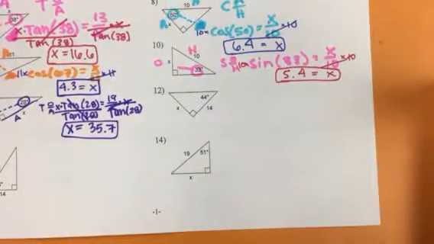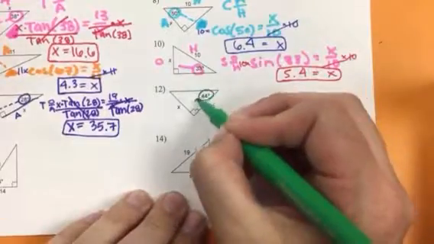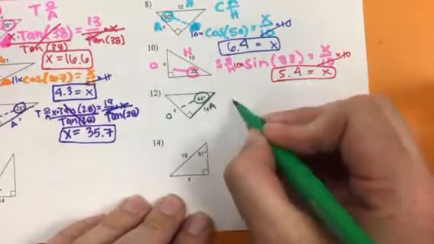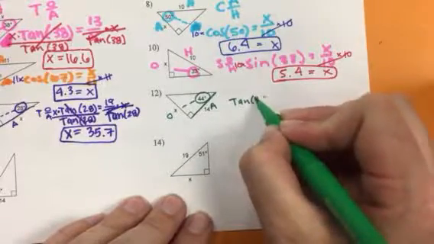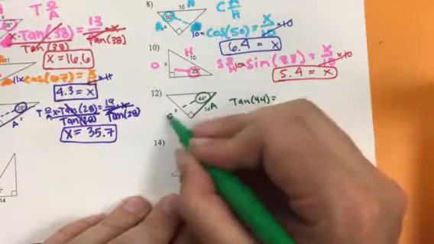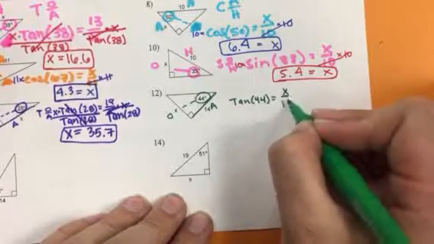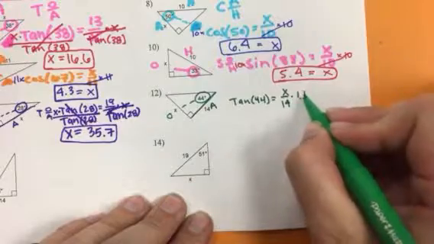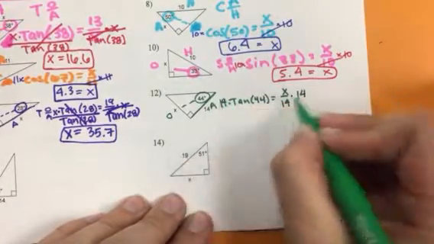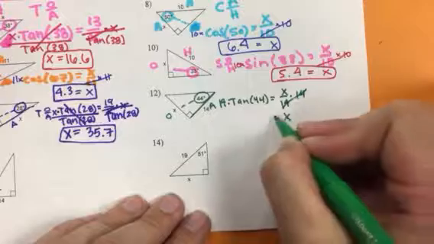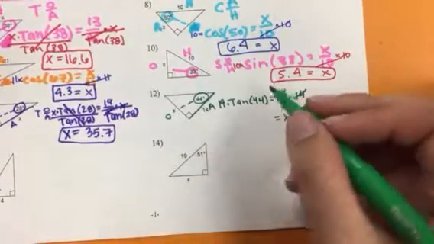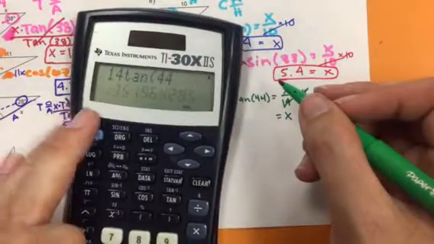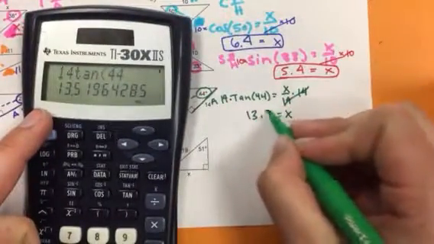Problem 12, angle 44. I have opposite and adjacent. Tangent of 44 equals O over A. I need to get the denominator to go away because the x is in the fraction. X is all by itself now, so all I need to do is calculate what 14 times the tangent of 44 equals, 13.5.